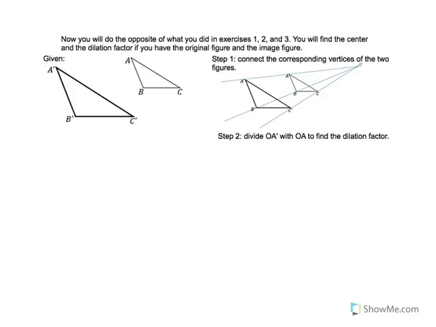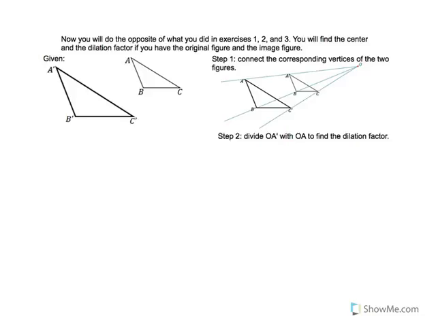What if you have to do the opposite? What if they give you 2 figures and you need to figure out what R is? That's called finding the dilation factor. Look at this example here. We have to find the center and we have to find the dilation factor if we have the original figure and the image figure. Okay?